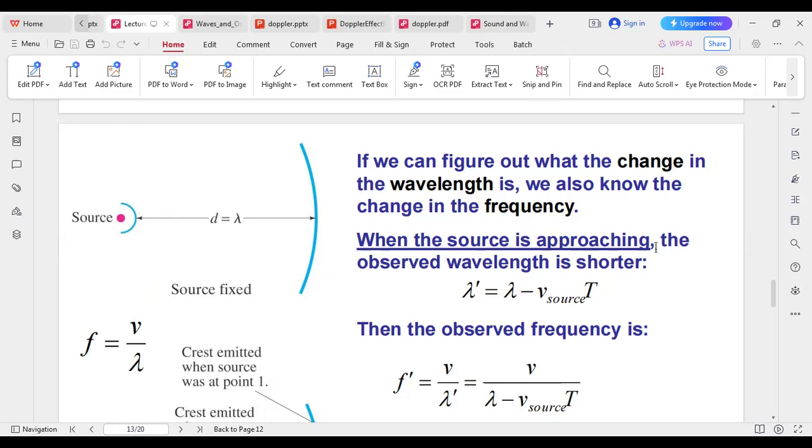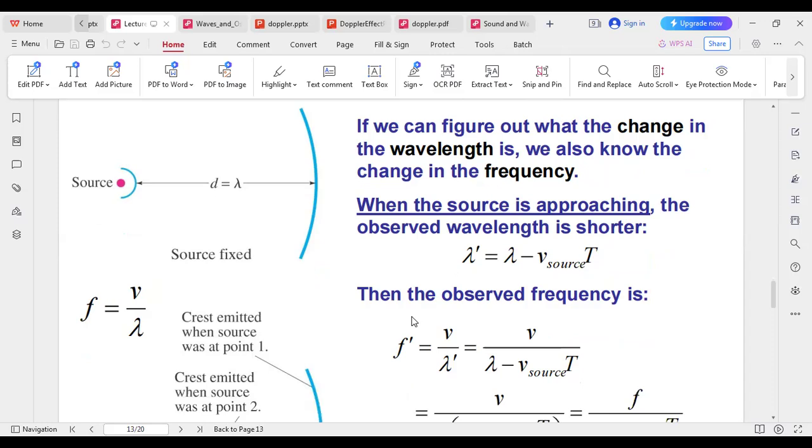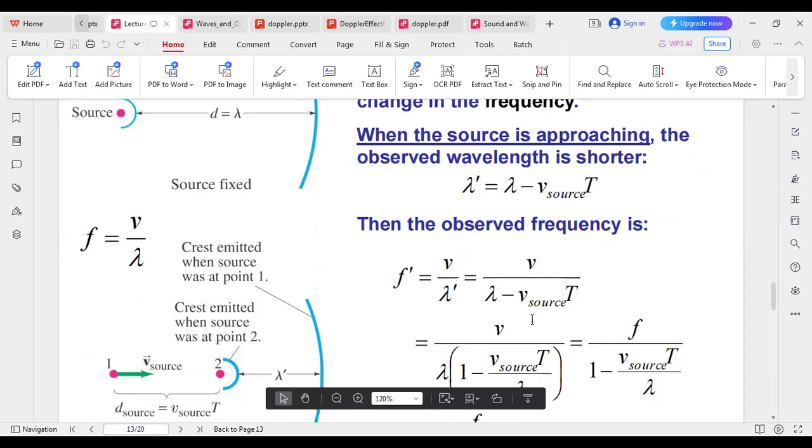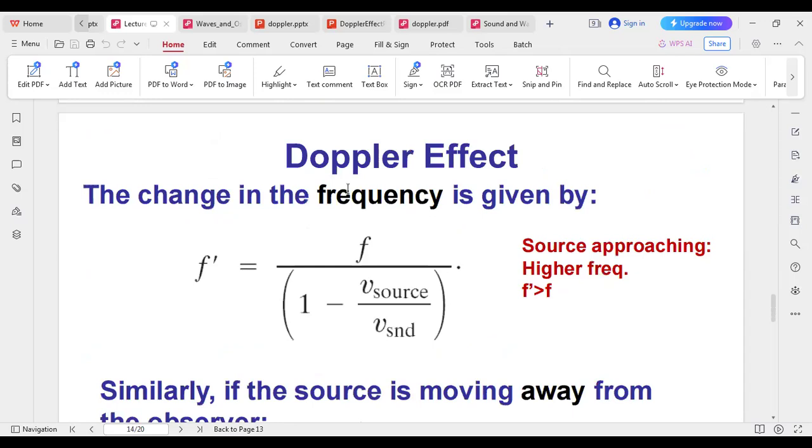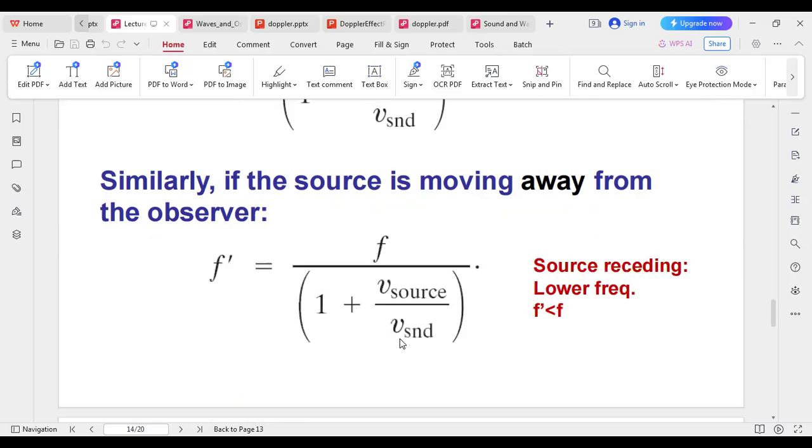When the source is approaching, the observed wavelength is shorter. So lambda dash equals lambda minus the velocity of the source. Then the observed frequency will be f dash equals v by lambda dash, where v equals f lambda, we know. Now the change in the frequency is given by f dash equals f by 1 minus the source velocity over v. With the source approaching, we get a higher frequency. Similarly, when the source is moving away from the observer, we get this.